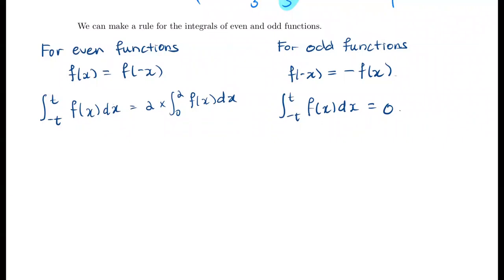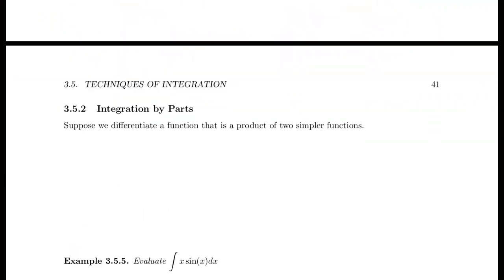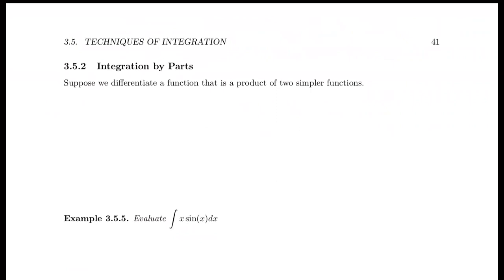So we're done with the substitution rule. And now let's move on to the next technique of integration. Let's have a look at integration by parts now. Suppose we differentiate a function that is a product of two simpler functions. So let's say we have a function f that is equal to u times v, where u and v are two functions.